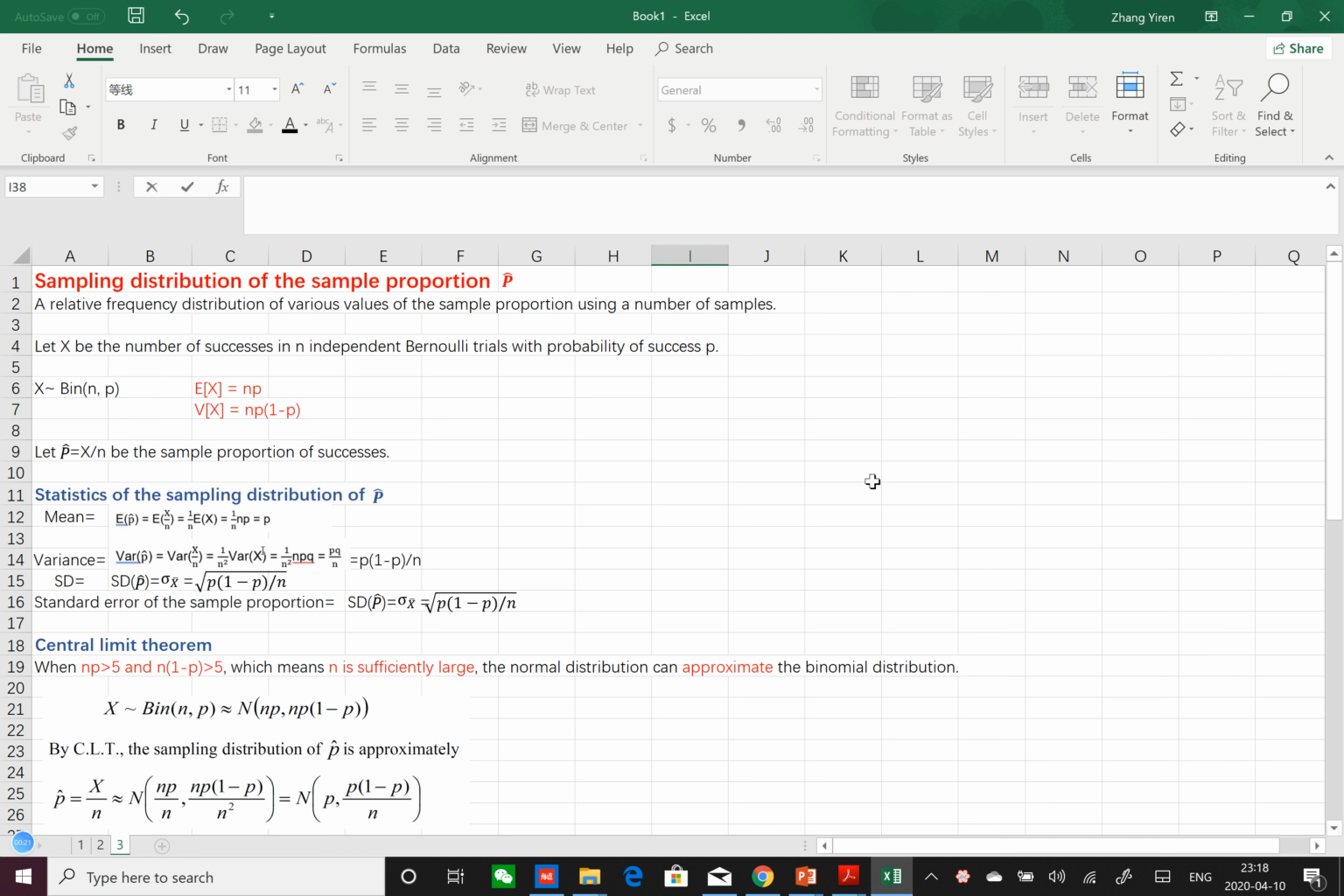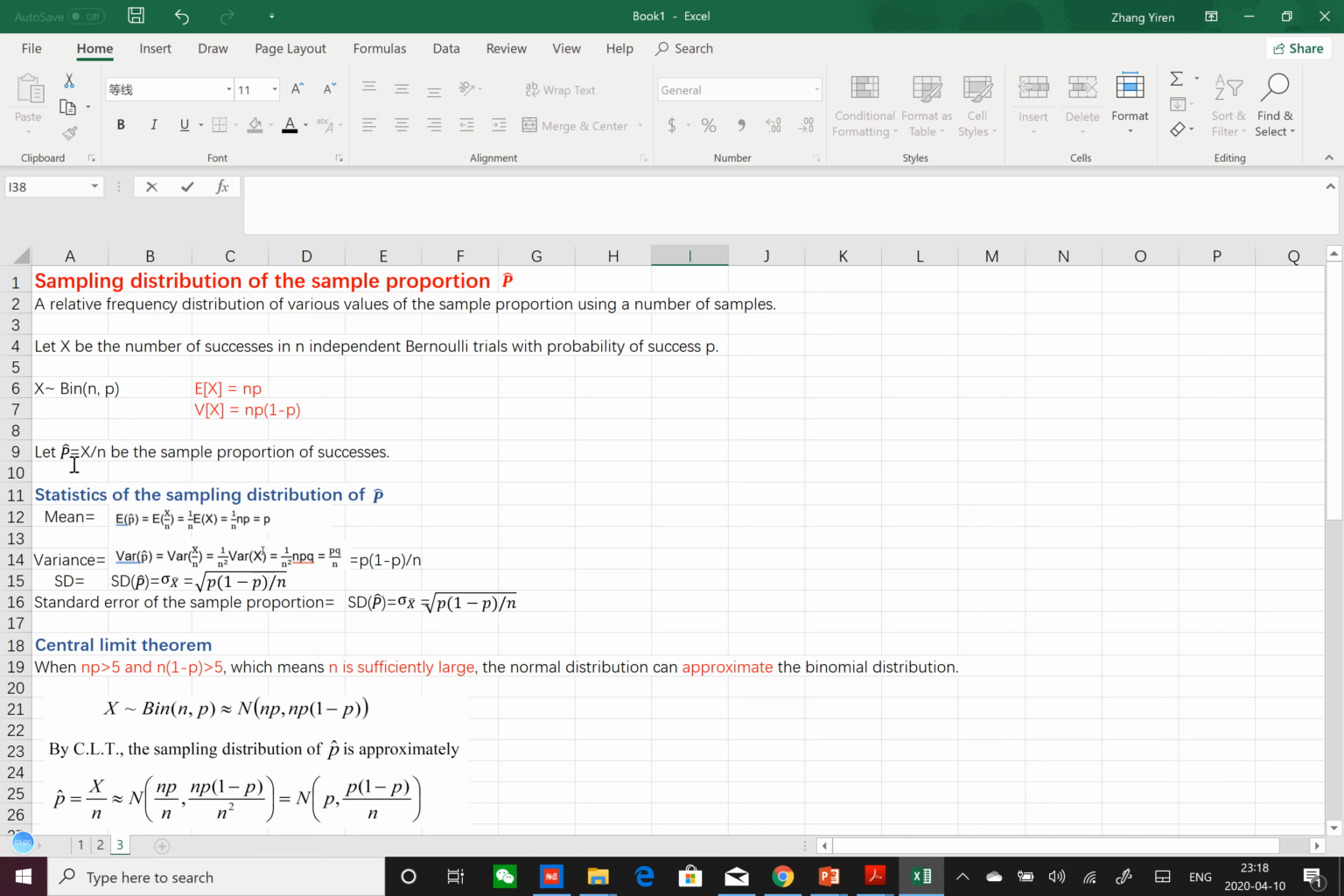Let X be the number of successes in n independent Bernoulli trials, where the probability of success is p. So X follows the binomial distribution with n trials and probability of success p. Like we have already learned, the mean equals np and the variance equals npq, where q is the probability of failure, which is 1 minus p.